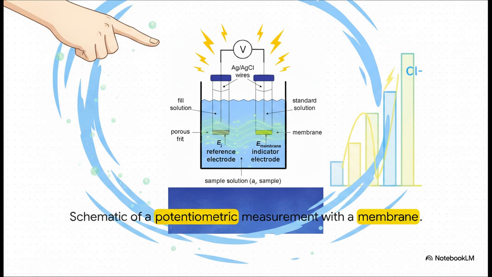When you dip this into your water sample, the difference in chloride concentration between the inside of the electrode and your actual sample causes ions to migrate. This ion exchange across the membrane develops an electrical potential. We are quite literally translating the presence of chloride into an electrical signal.